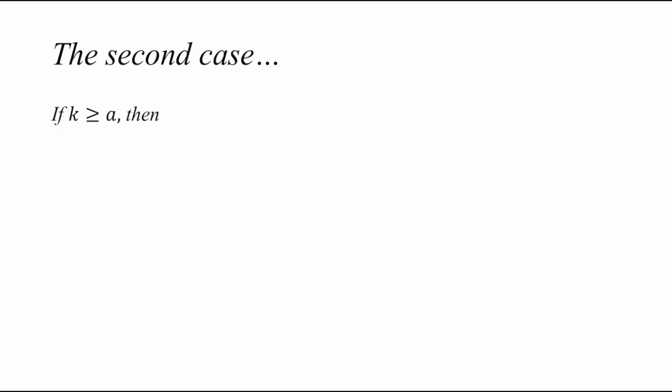In the second case, if k is larger than or equal to a, then we will have b squared k is larger than or equal to b squared a, which is larger than or equal to a cubed because b squared is larger than or equal to a squared, and a cubed is also equal to b squared k. And since b squared k on the left hand side is equal to b squared k on the right hand side, this implies equality throughout.